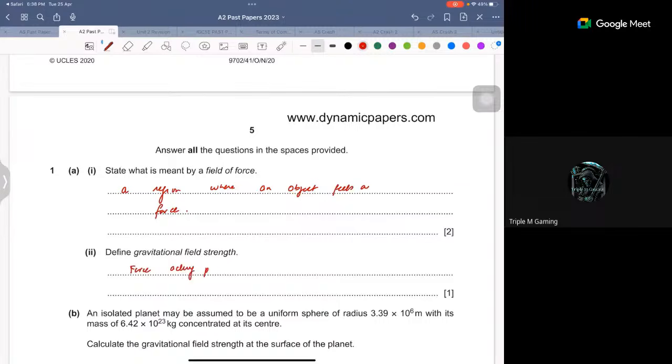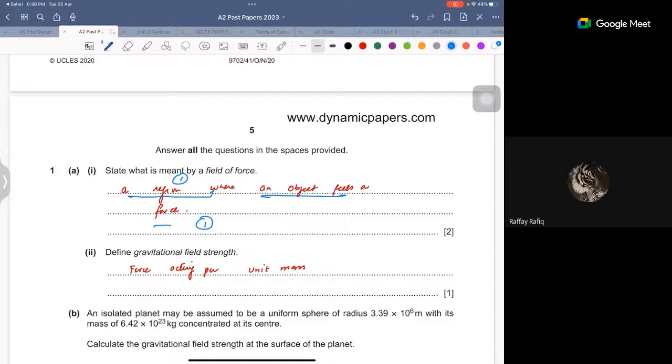Sir, for the field of force one, that's enough for 2 marks? Yes. What's the mark distribution? I think when you write it's a region, this is 1 mark, and then the rest of it is 1 mark. You don't have to write anything else unnecessary, unless they say what kind of field it is. You get it?